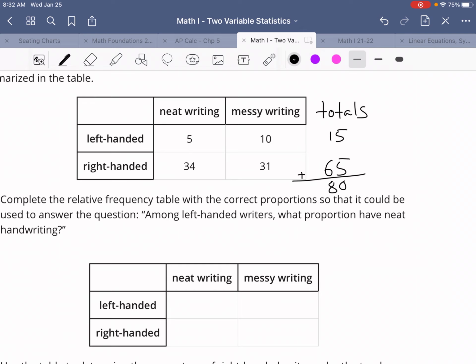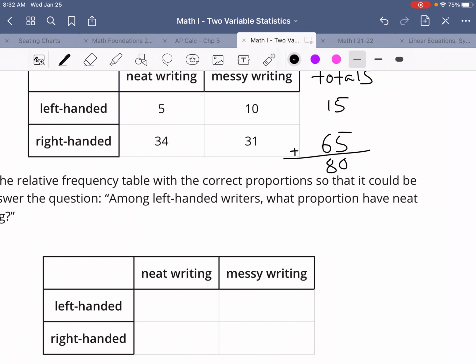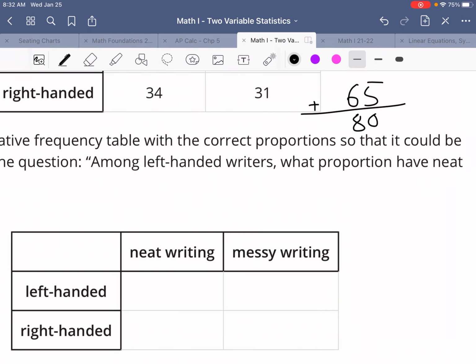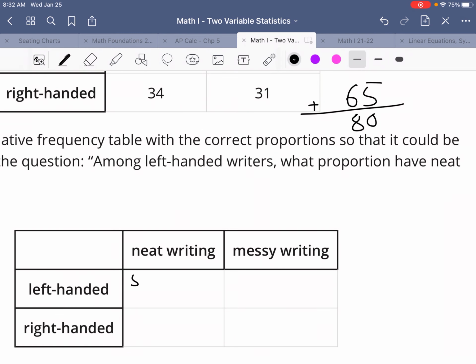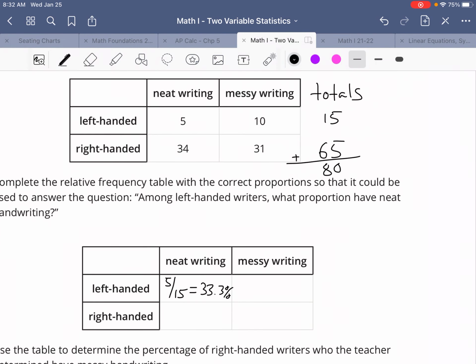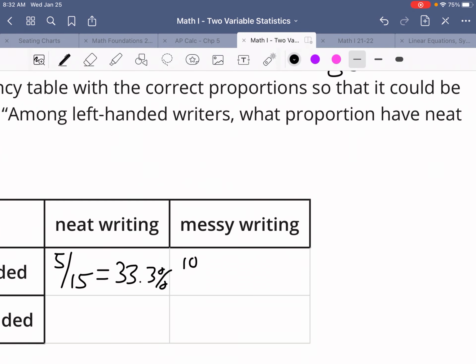Since this row added up to 15, I'm going to take each of these numbers and divide by 15. So 5 divided by 15, or 5 over 15, gives you 1/3 or 33.3%. And then 10 over 15 would give you 66.7%.